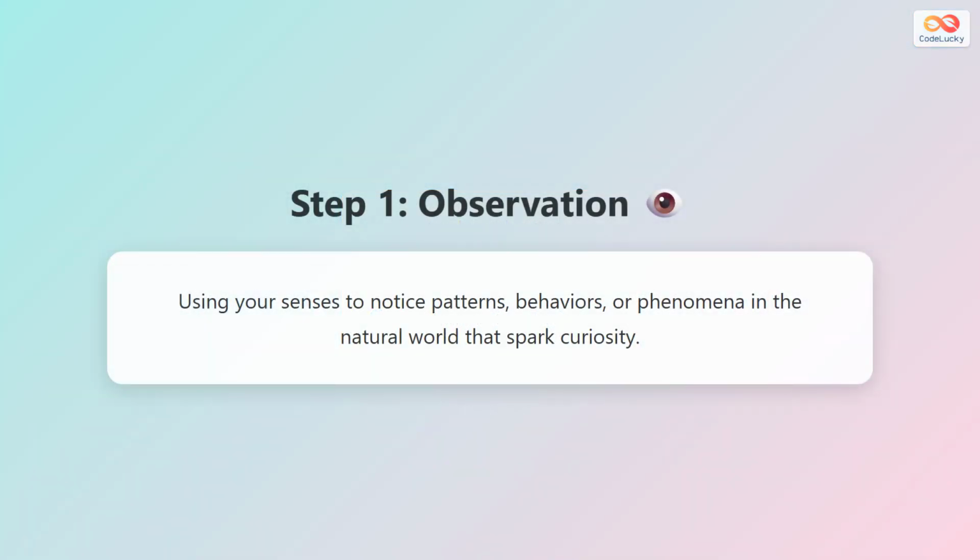Let's dive deeper into step 1, observation. This is where all scientific inquiry begins. Observation means using your senses, such as sight, hearing, touch, smell, and sometimes taste, to notice patterns, behaviors, or interesting phenomena in the natural world. For example, a biologist might observe that certain birds migrate south during winter, or that a particular plant only blooms at night. These observations spark curiosity and lead to questions that drive scientific investigation forward.